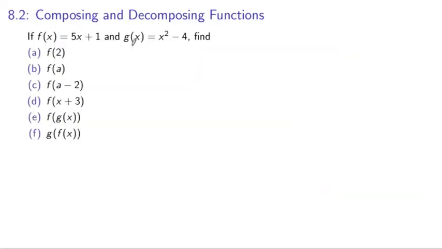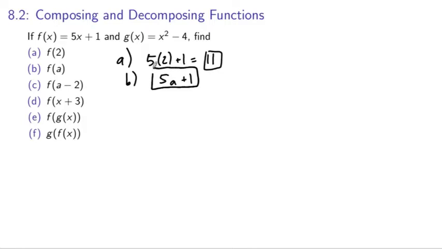So let's do some practice here. If f of x is 5x plus 1 and g of x is x squared minus 4, find the following evaluations. A, f of 2. Well, this is simply putting in 2 for x, and we get 11. B, f of a, put in a for x, and we get 5a plus 1. That's all we can do with that.